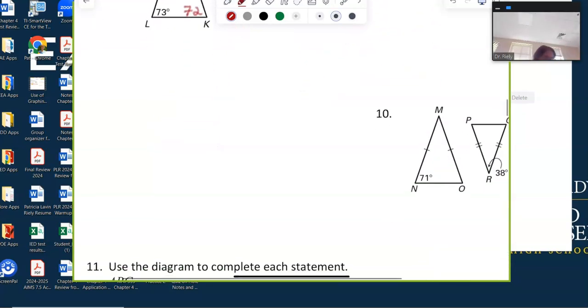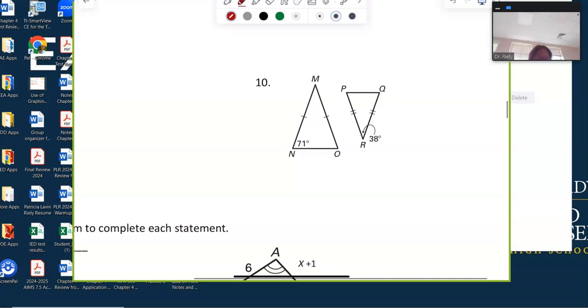This brings us to 10. Again, you have some missing angles. The triangle on the left is an isosceles triangle. With an isosceles triangle, you have equal base angles. Then use the fact that you have 180 degrees inside to figure out the top angle. That top angle is 38.